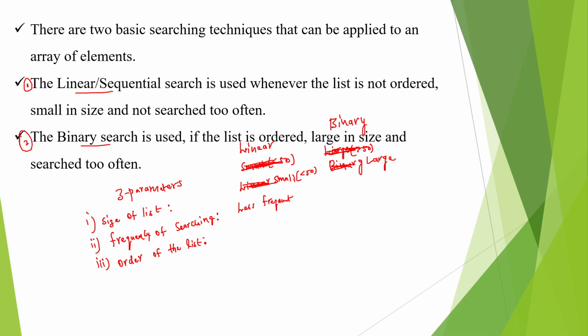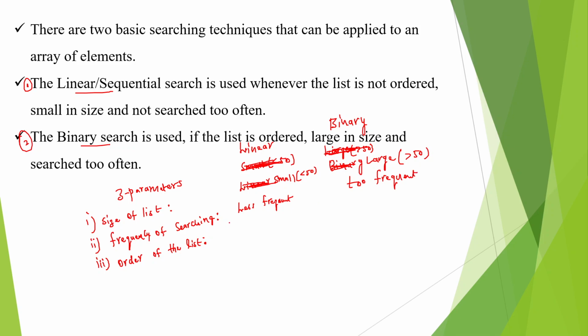If the items are less than 50, we call it small. If the items are greater than 50, we call it a large list. As simple as it is. Okay, so then the frequency of searching: if it is less frequent, go for linear search. If it is too frequent, then go for binary search.